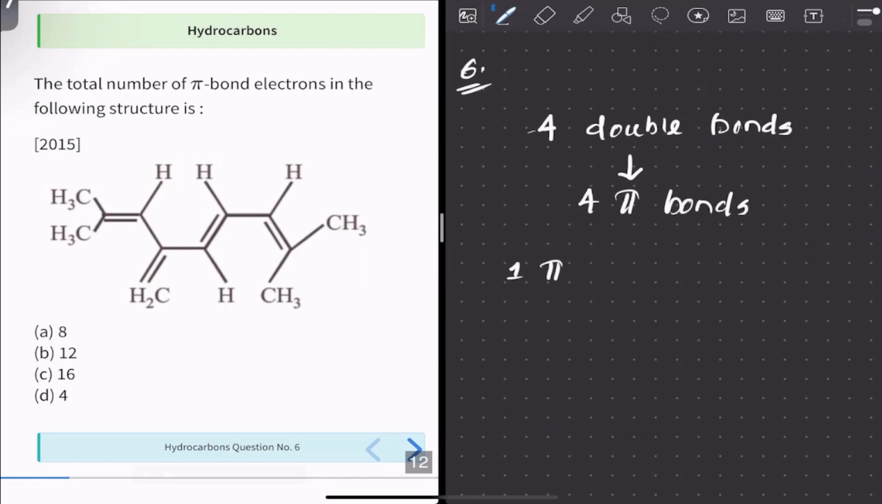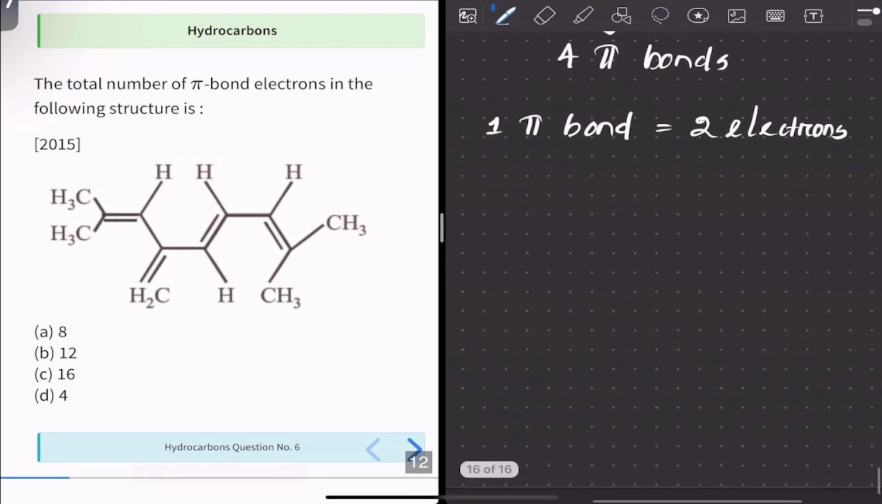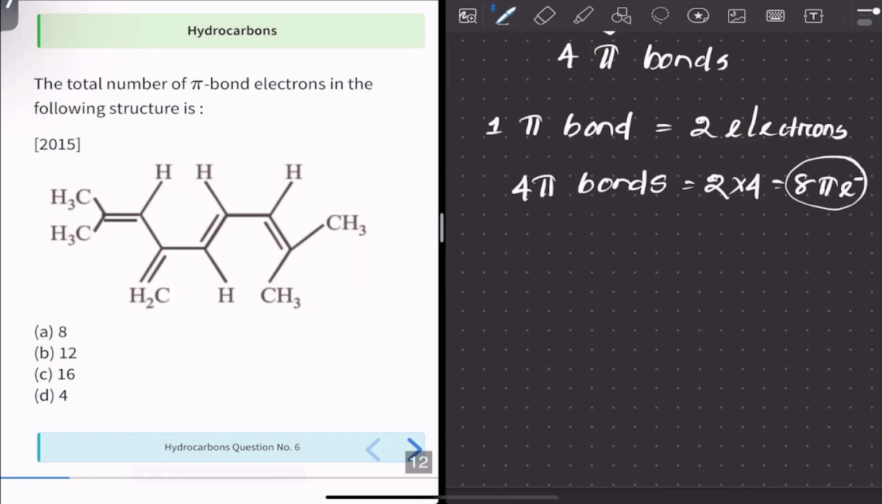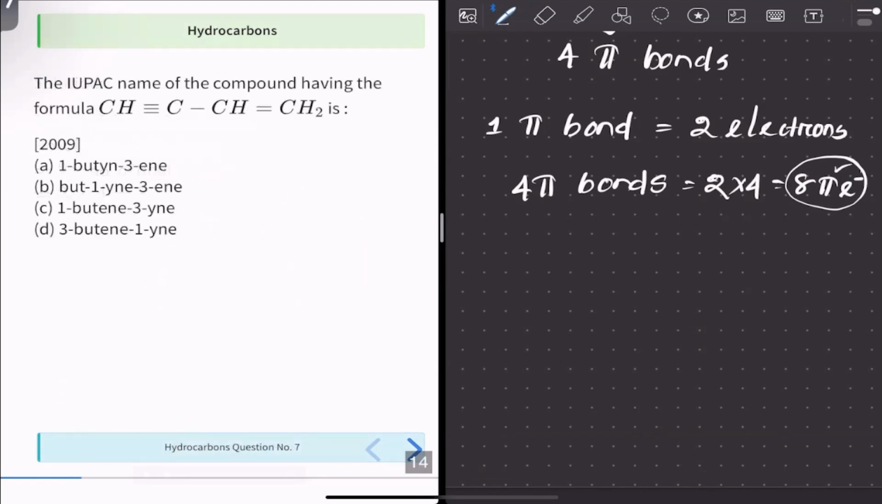One pi bond contains two electrons. Okay. One pi bond contains two electrons, then four pi bonds. Here we have four pi bonds, so there will be 2 into 4, 8 pi electrons. Okay. So in this molecule, there are 8 pi electrons. Option A is correct. Let's move on to the next question.